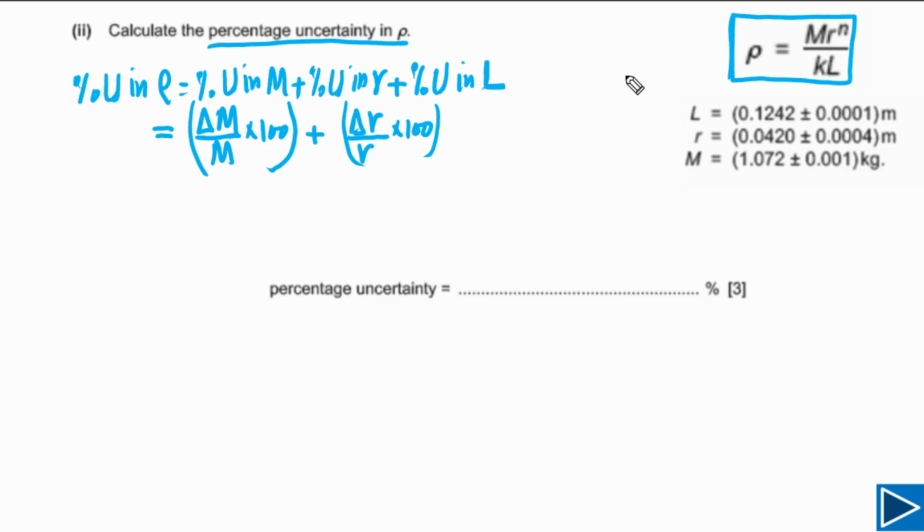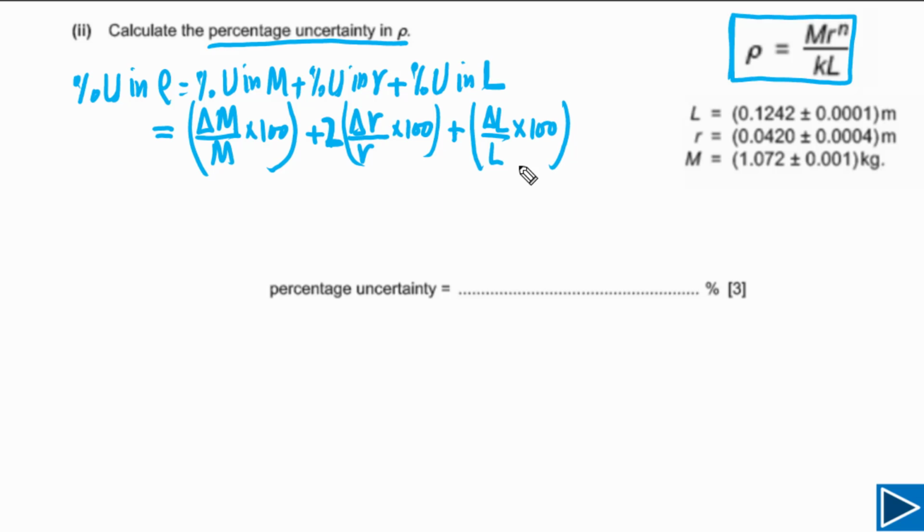But you also need to understand, we have the power of this one. The power is n, and n is negative. So n is negative, we have calculated. But here you have to enter this one as plus 2, because uncertainty cannot be negative. Very important point: uncertainty cannot be negative. So it has to be plus 2, not minus 2. And next, the percentage uncertainty in L. So this will be delta L divided by L, and we need to multiply this one with 100.